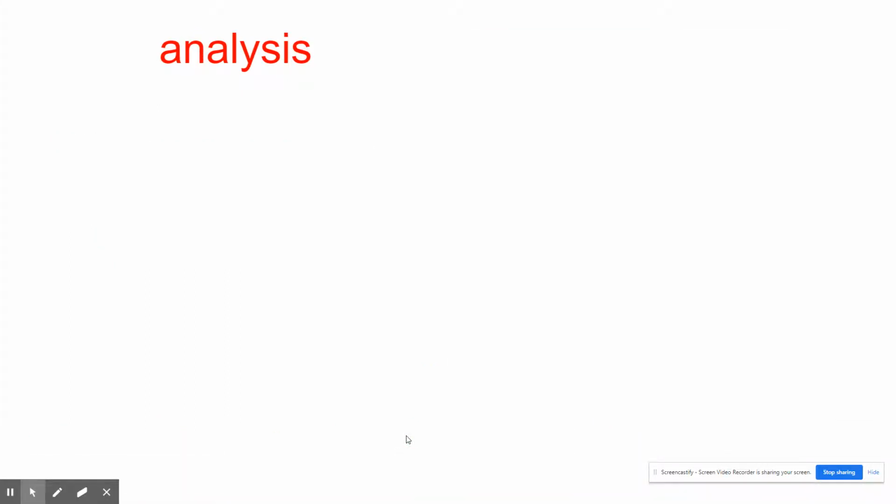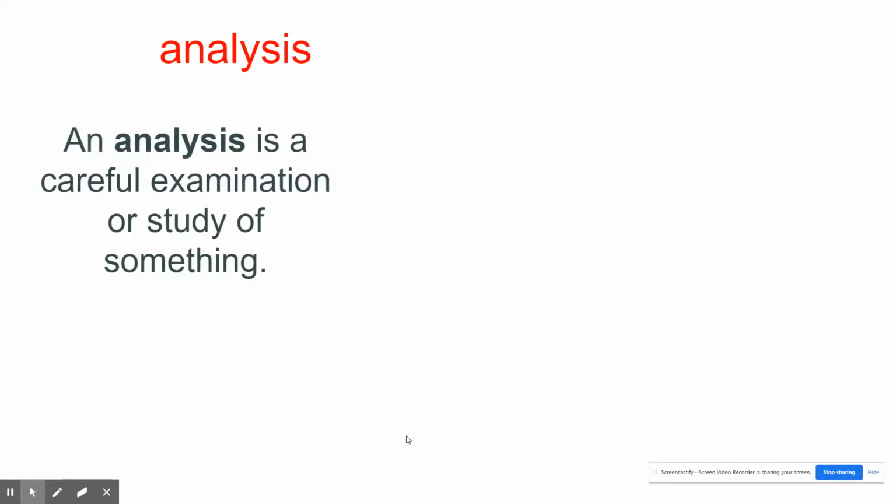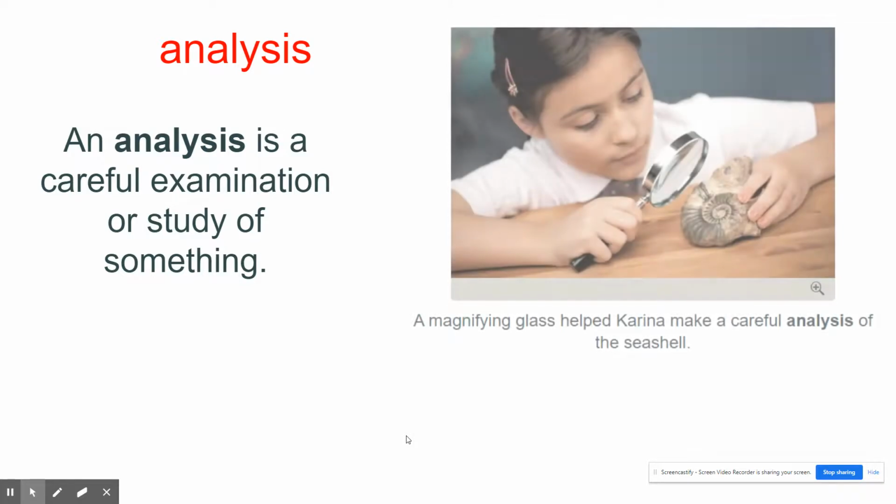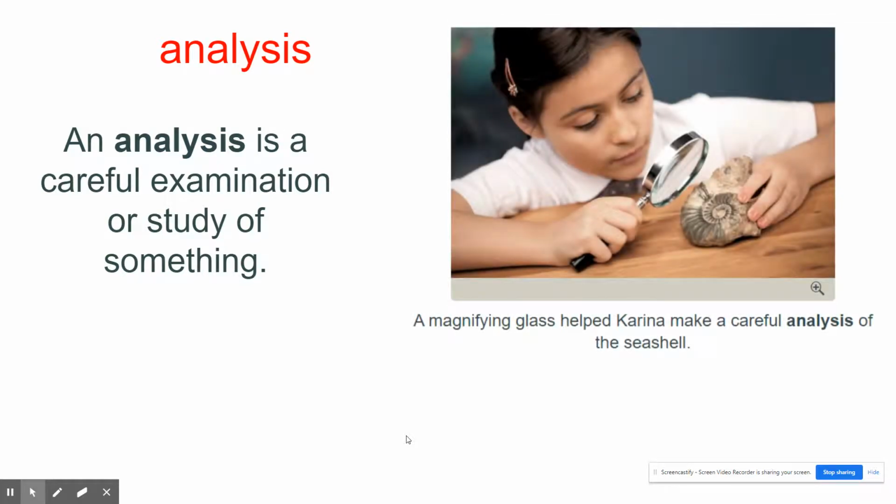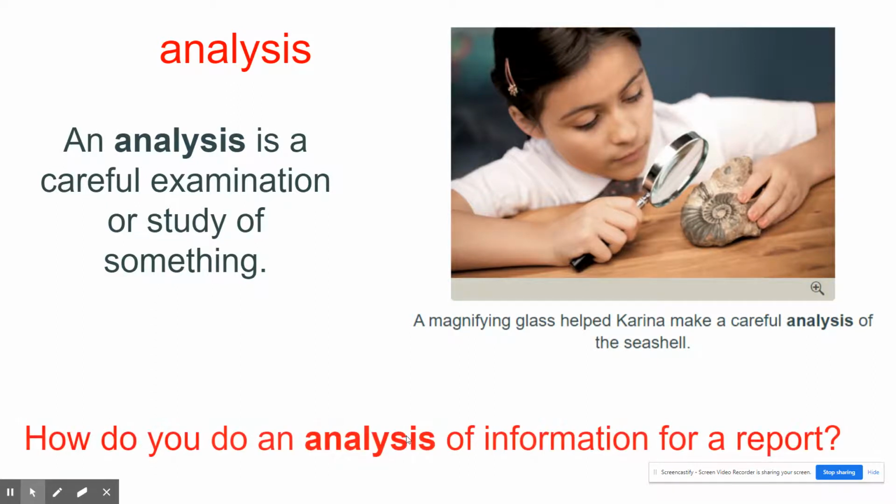Next one is analysis. An analysis is a careful examination or study of something. A magnifying glass helped Karina make a careful analysis of the seashell. So analysis is like you're observing something, you're looking at something closely. So how do you do an analysis of information for a report?